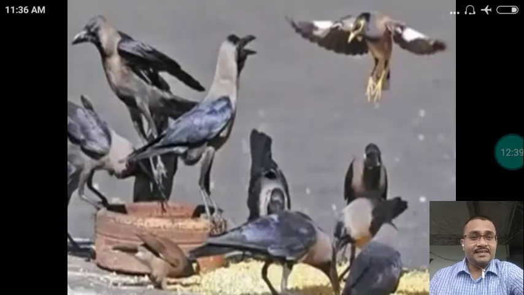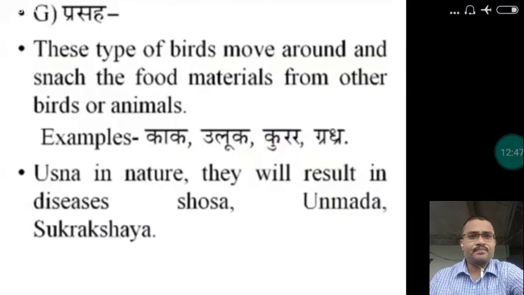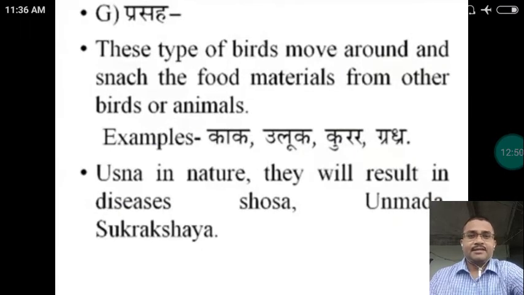Now, this is also a group of animals. They are also using their beaks, but let us see the differences among them. Prasaha are birds that move around and snatch food materials from other birds or animals. The meaning of the word Prasaha is to move around and snatch food from other birds or other animals. They rely upon other animals' prey. Examples are Kaka, Uluka, Kurara, and Kuratra.